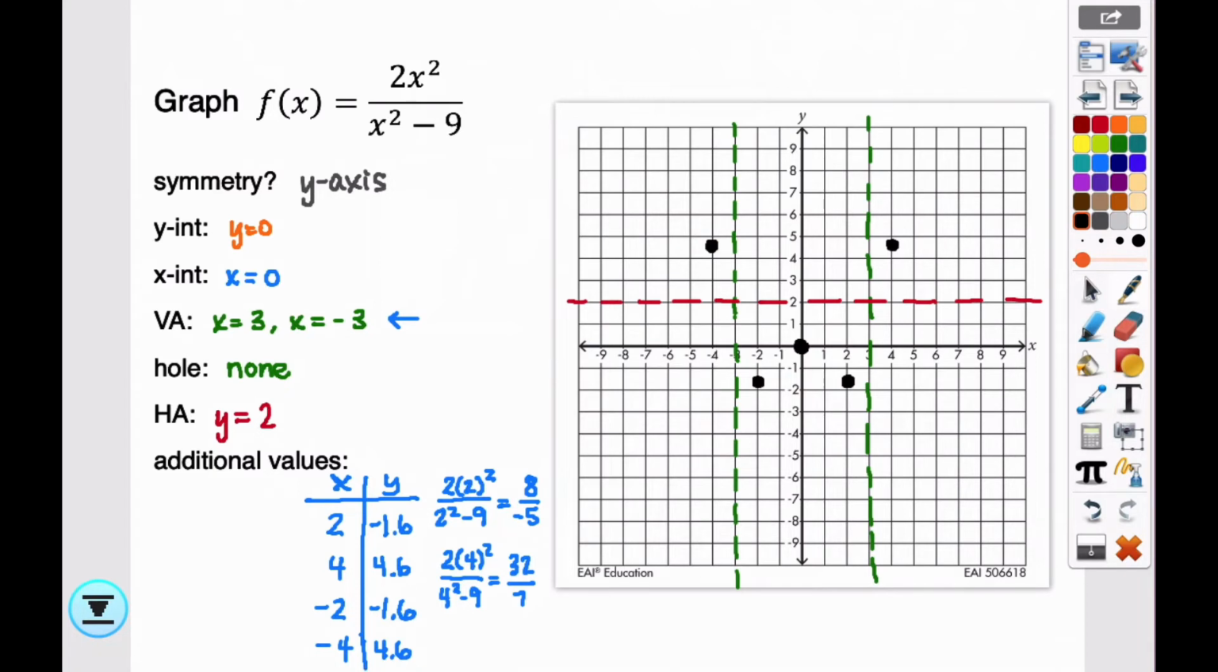Now for me, that's enough points. If you think you would like a few more, go ahead and put some more in the table. But knowing that I have a point, let's say up here, I know that I can follow that vertical asymptote and this horizontal asymptote to make what looks like a rational function to me. Then same thing on the other side with the symmetry.